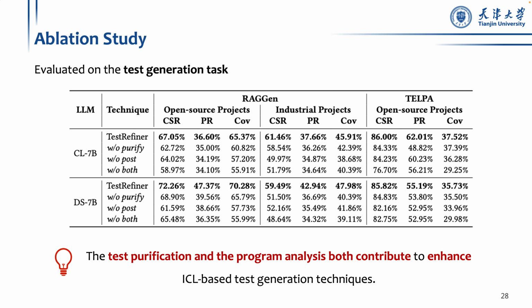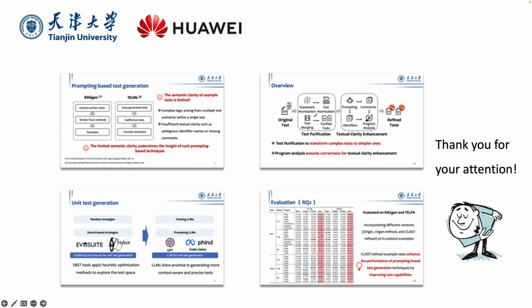the overall effectiveness. To conclude, we developed CLAST, an innovative refinement technique that enhances the quality of unit test examples by splitting a complex test into a set of purified ones and improving their textual clarity using a combination of LLMs and program analysis. Our evaluation on real-world projects demonstrates its effectiveness.